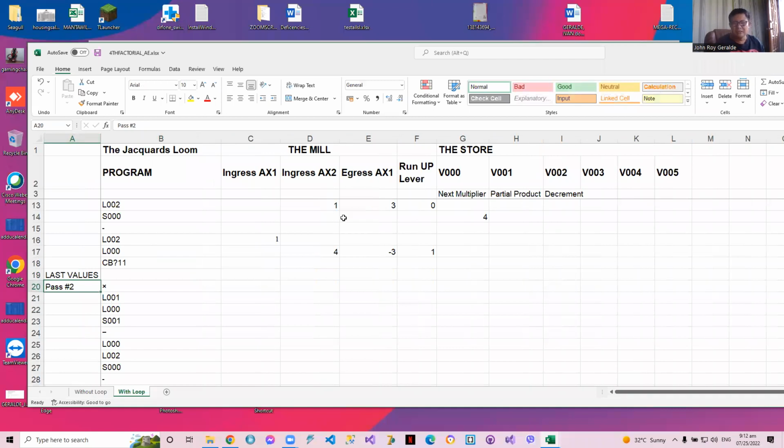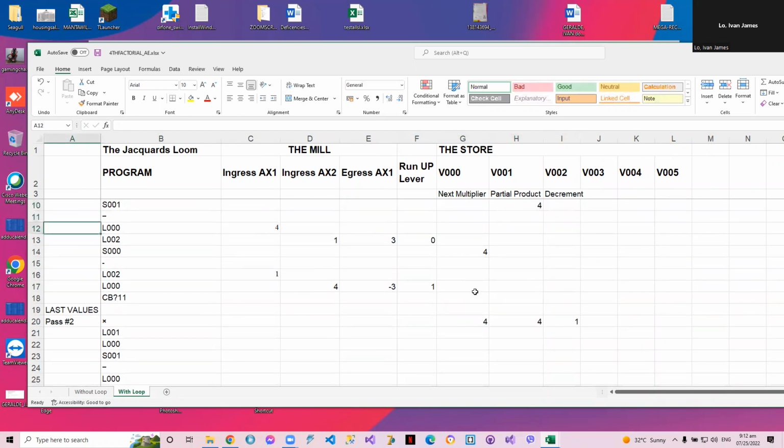Sir, I have a question about line 13. Why is S000 4 if the answer is 3? Where is this? This? Yes. Line 15. 15 or 13? 14. Why did it become 4? Oh, sorry. It should be 3. This should be 3. Sorry, no? It should be 3. So this is 3, 4, 1. You're right. This should be 3. Do you follow? Thank you.